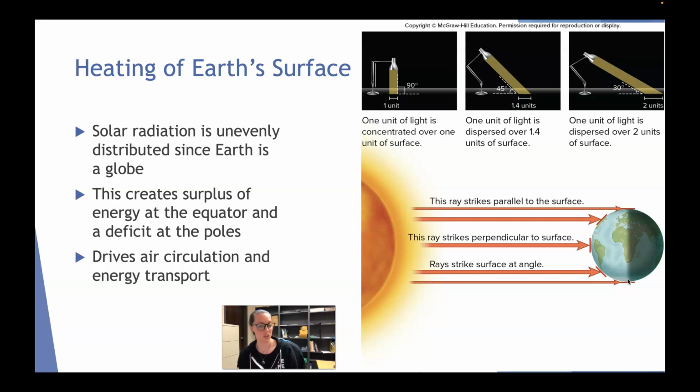And this, in turn, drives air circulation and energy transport as well as ocean circulation. So if we have too much at the equator and not enough at the poles, then the planet is going to try to balance itself out. And that's one of the reasons why we have these weather patterns and oceanic circulation patterns that we observe.